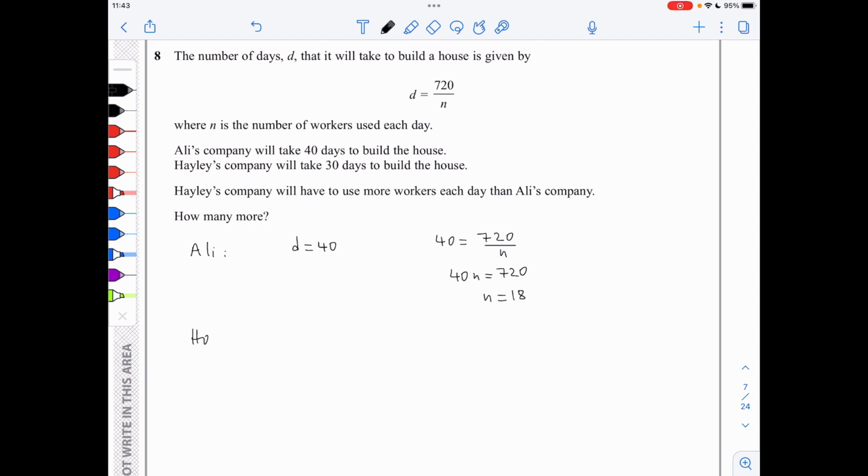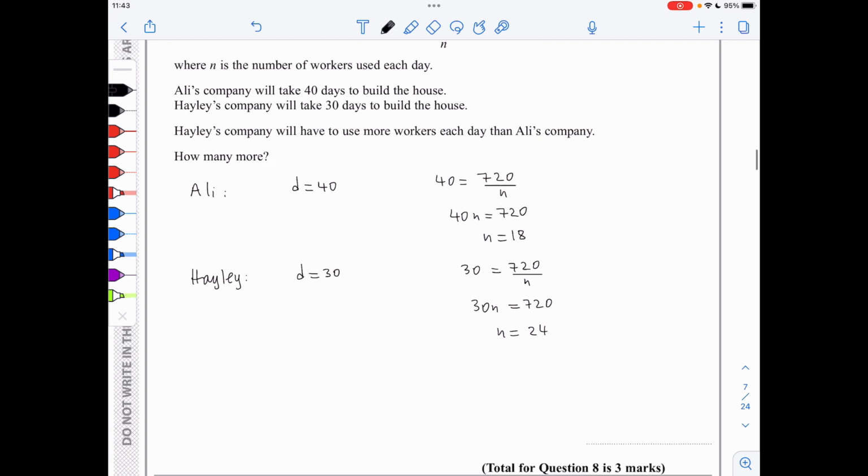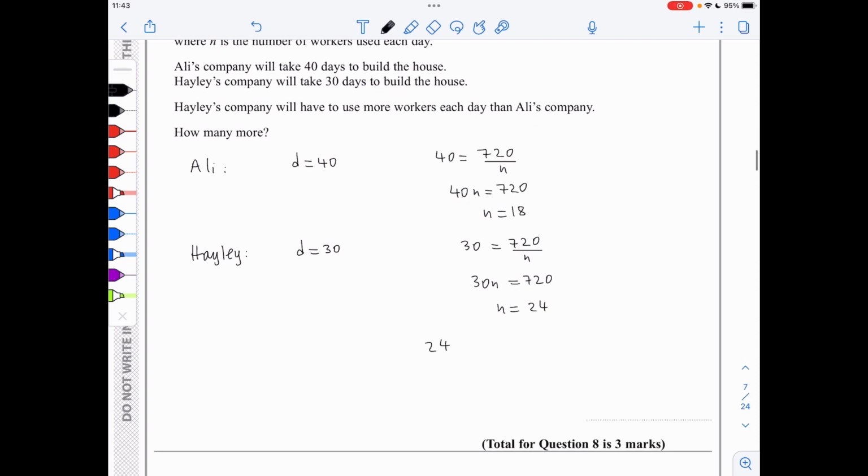Whereas for Haley, we know that D is 30, so 30 is 720 over n, and therefore 30n is 720, which leads to n being 24. So 24 minus 18, we need an extra 6 workers for Haley.